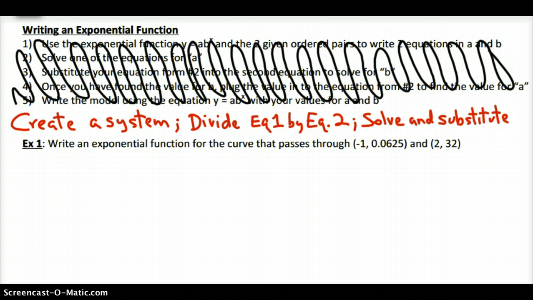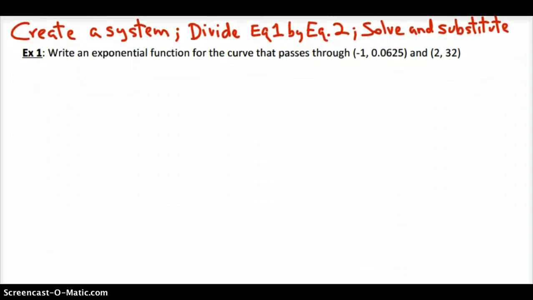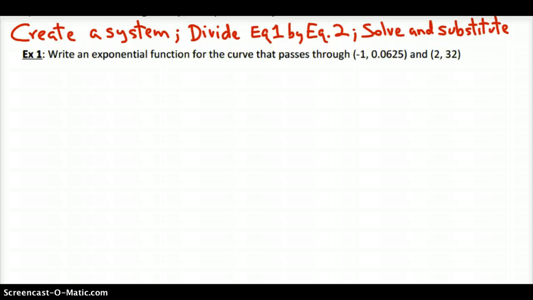We're going to create a system of 2 equations. Then we're going to divide. Instead of adding system equations together, we're going to do a divide step. And then we're going to go through the typical solve and substitute part here. So let me scroll this up here. So here we go. First of all, the exponential function is of the form y equals a times b to the x. Now, ordered pairs give us an x and y and an x and y.